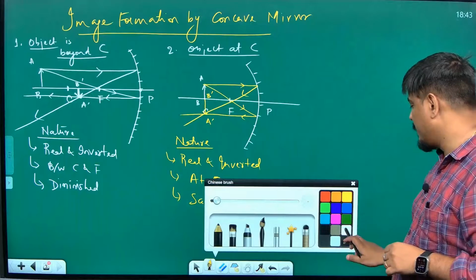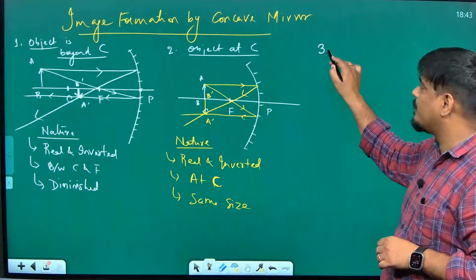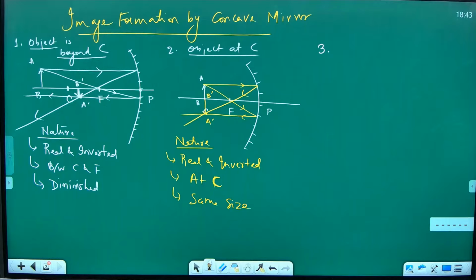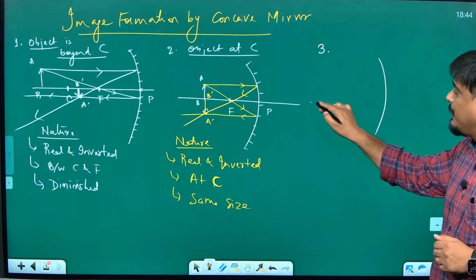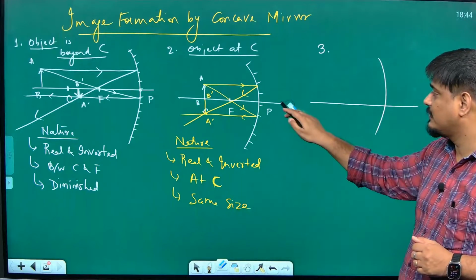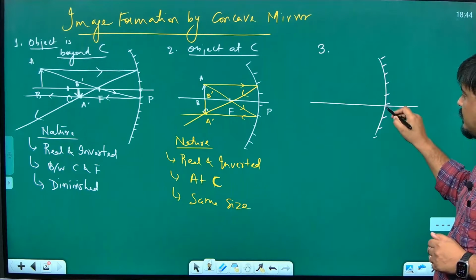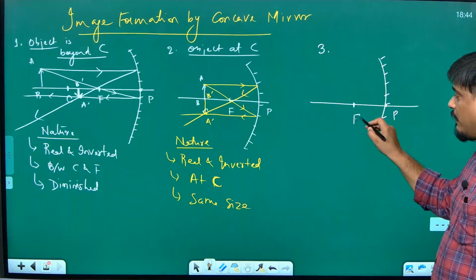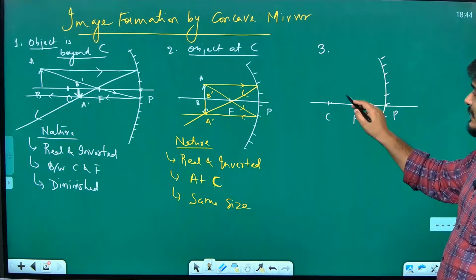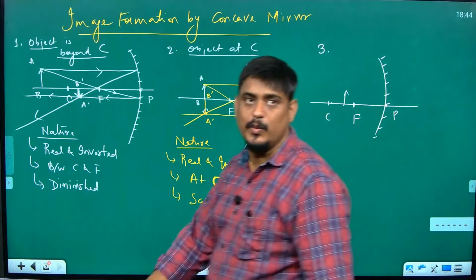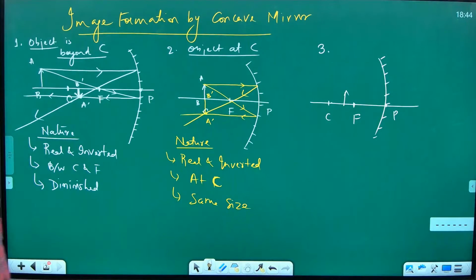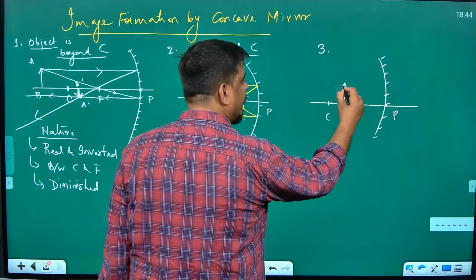For the third image formation, I am going to take the object further close to the mirror, between F and C. First, I kept the object where? Beyond C. Second, I kept it at C. Now I am going to keep it between C and F. So see here what I am going to do. I am going to have F here, C here, and the object here, between C and F. I am naming the object A, B.